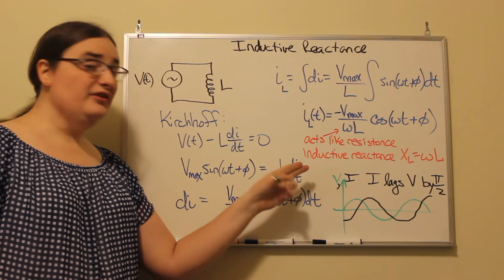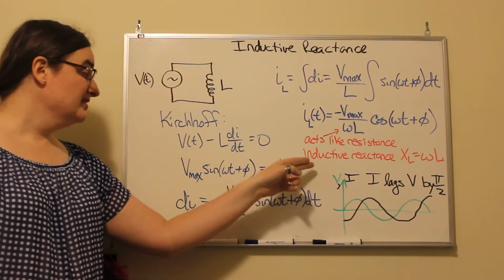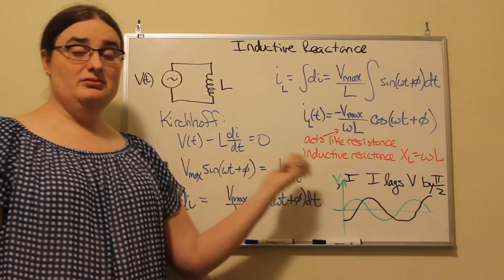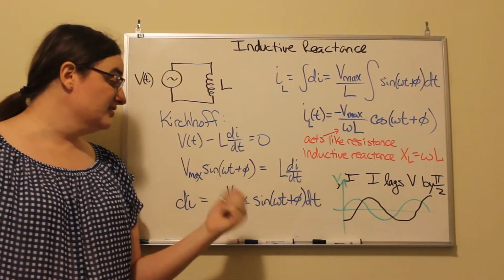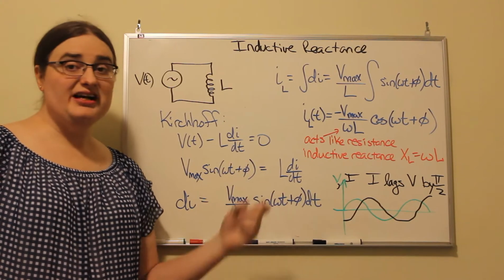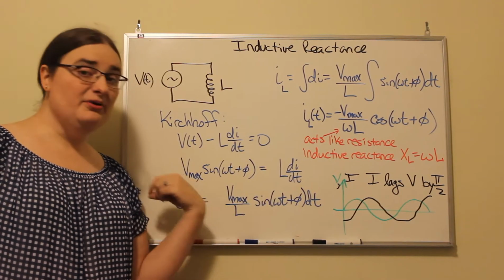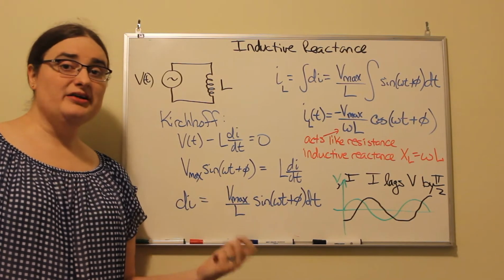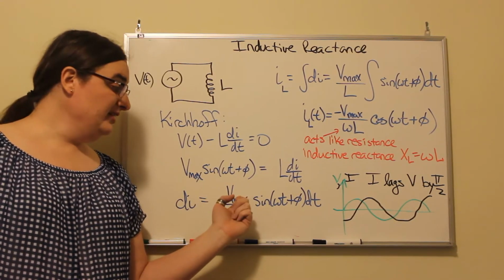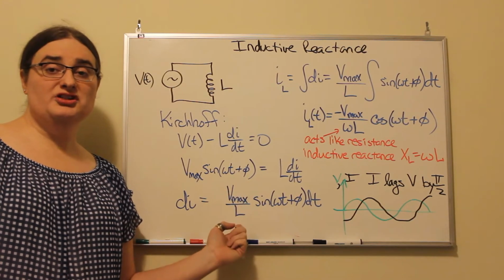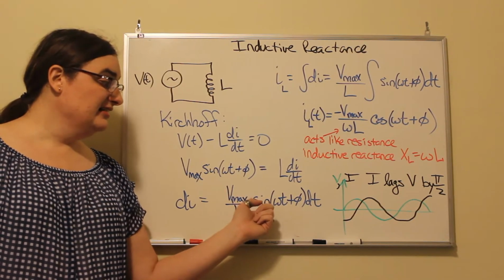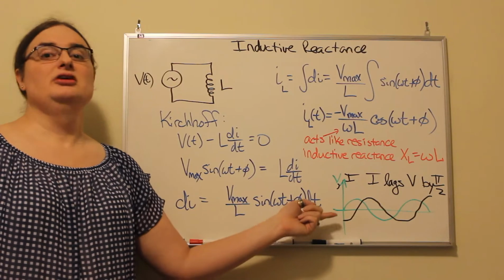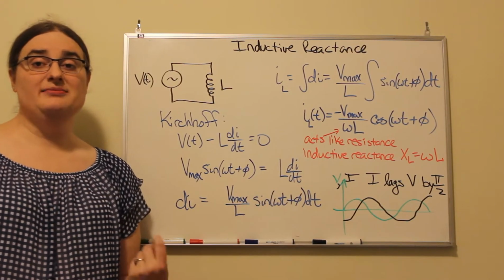So we need to solve this for current, which means I'm going to move everything that isn't my element of current, di, to the other side. So I multiply both sides by dt, I divide both sides by the inductance L, so that means that a small amount of current di would be equal to my maximum voltage divided by my inductance times the sine of omega t times a tiny element of time dt.